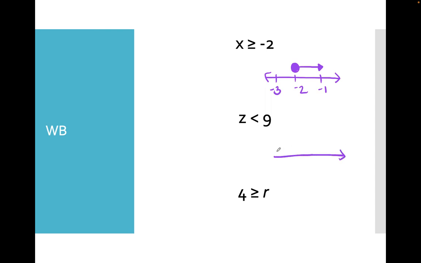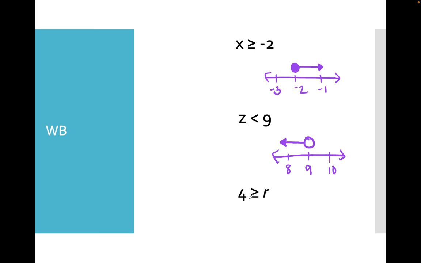For the second one, I'm going to put the 9 right in the middle, and one number on each side. This is less than 9, so that's an open circle because it doesn't include 9, and my arrow goes to the left. All the numbers less than 9 are to the left.